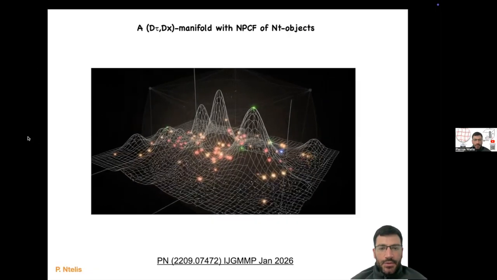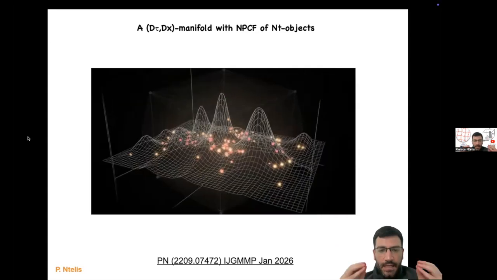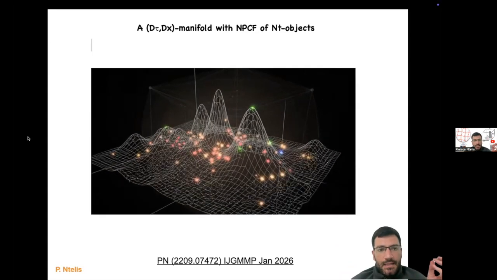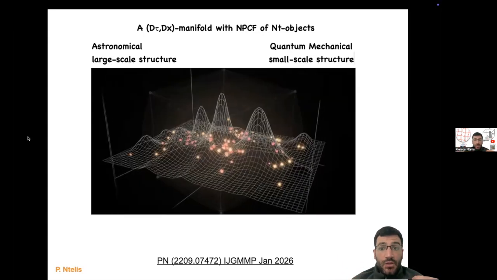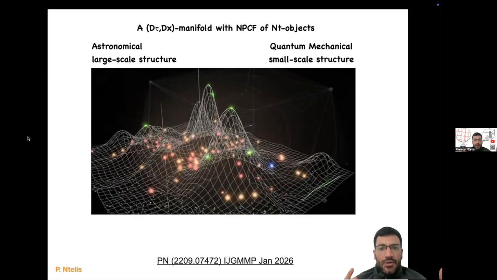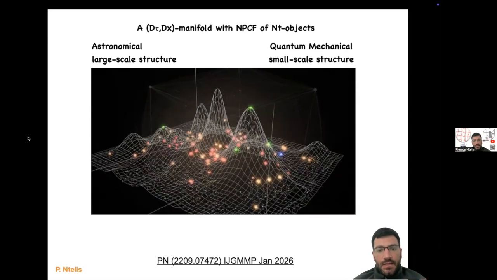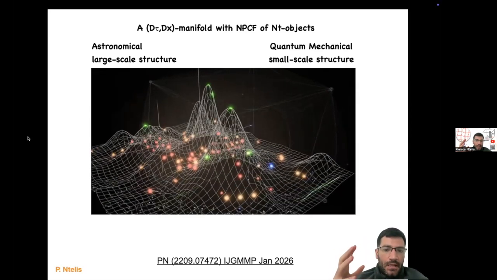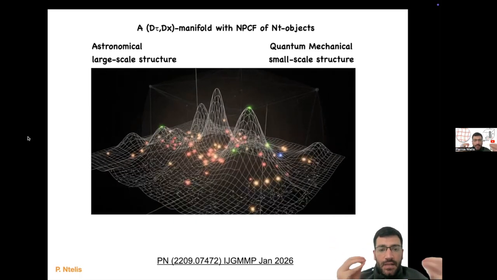Hello everyone. In this episode I'm going to talk about how we can observe a target of either large-scale structure, astronomical object, or quantum mechanical small-scale structure objects when we have some contamination in our sample using extra dimensions.